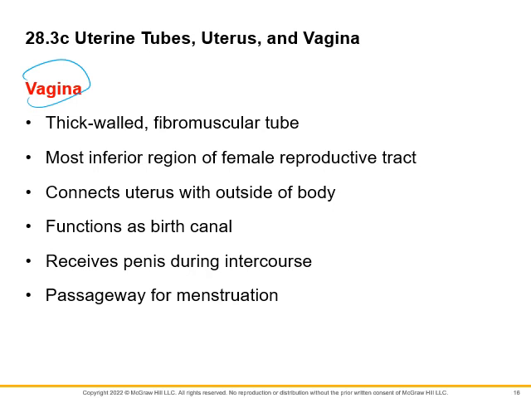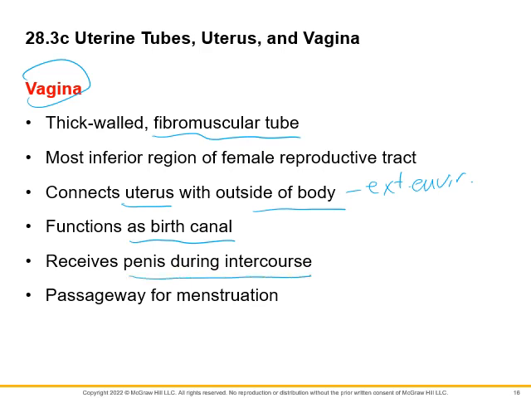So the vagina is a fibromuscular tube. It is going to connect the uterus to the outside of the body, right? External environment. Functions as the birth canal, receives the penis during intercourse, and it's the passageway for menstruation or the shedding of that endometrial lining.